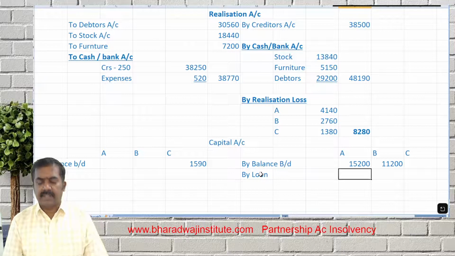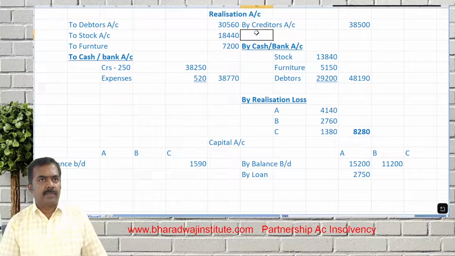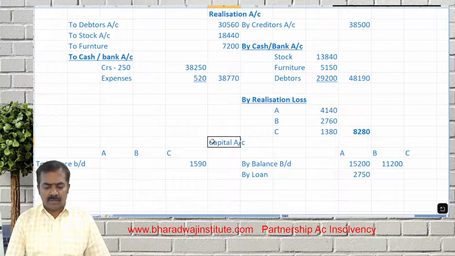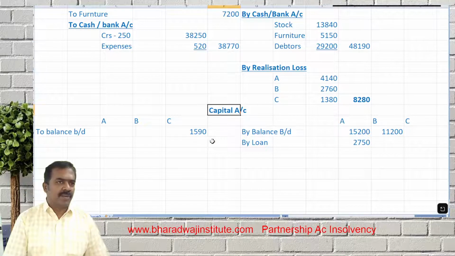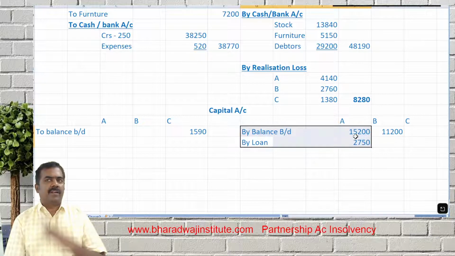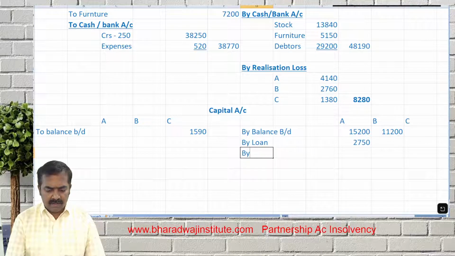Loan of A, how much is there? 2,000. This you can pay as a separate item, or a journal entry could be passed instead of transferring to capital account. But don't transfer to realization. You can pass a separate entry, loan account to cash, or you can add it to capital account and pay together. Anything is okay. Then, okay, to realization loss.